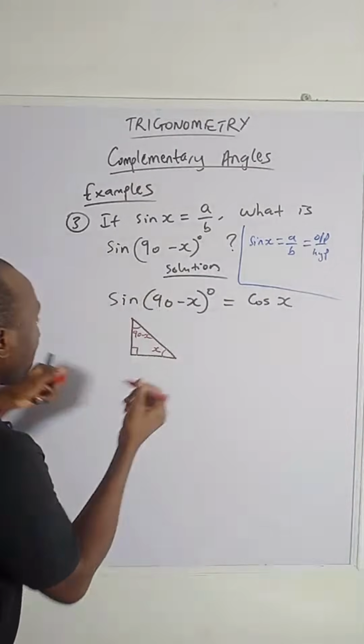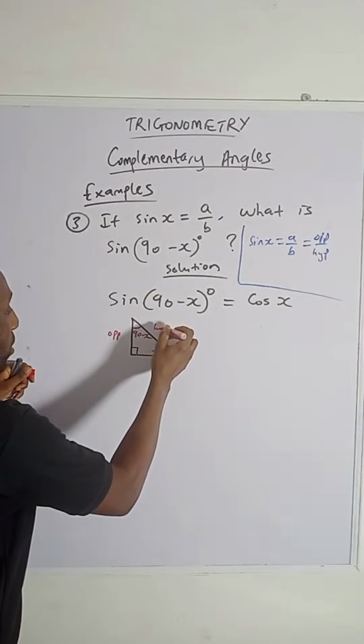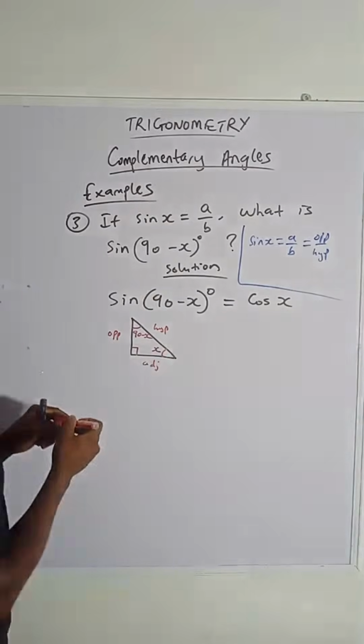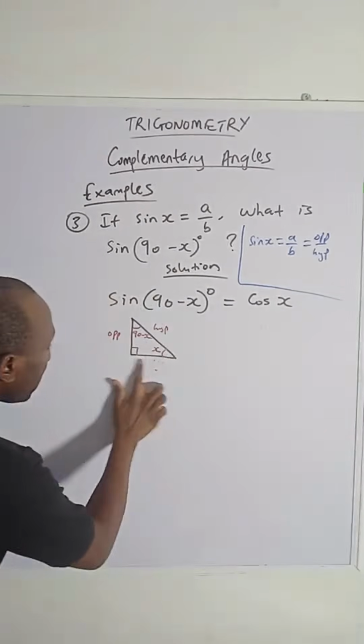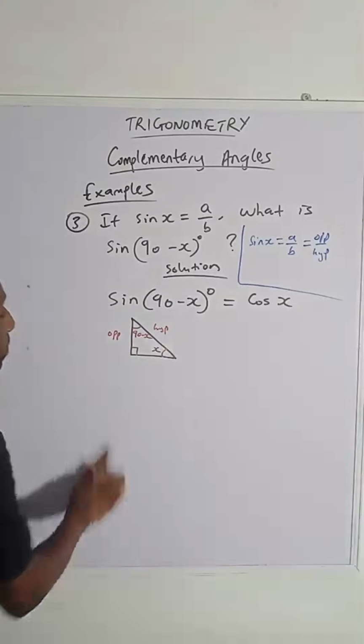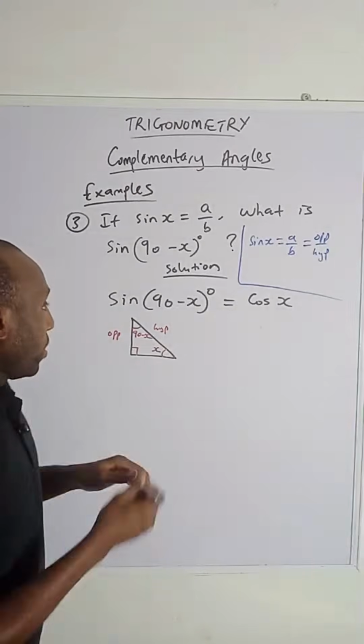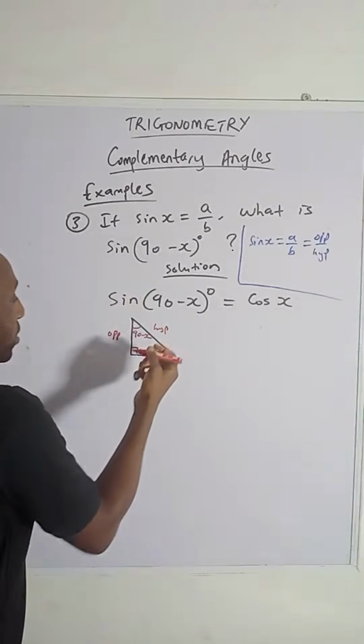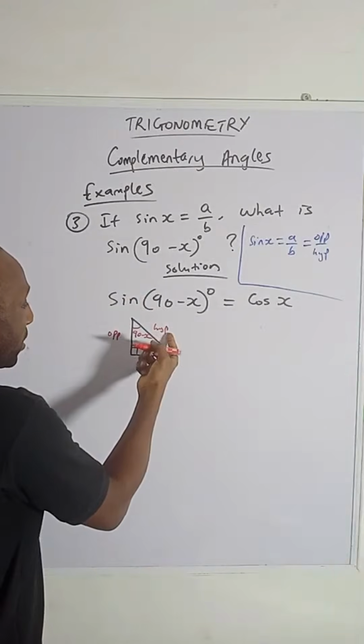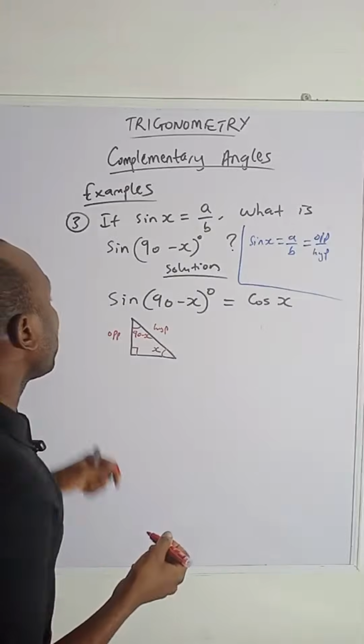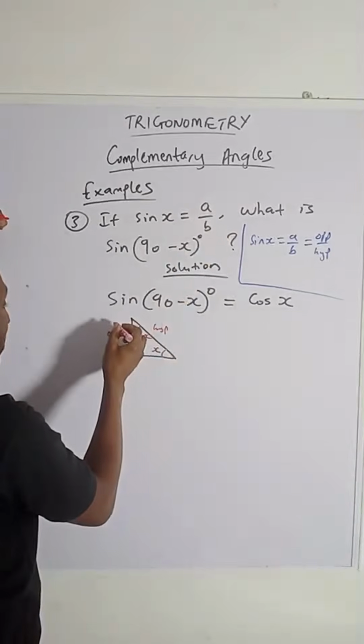So if this is x, this is the opposite again. This is the hypotenuse. This is the adjacent. How do we get the adjacent, the third side? Who can tell me? This is the opposite. This is the hypotenuse. How do we get the third side? A over b. This is still a. This is b.